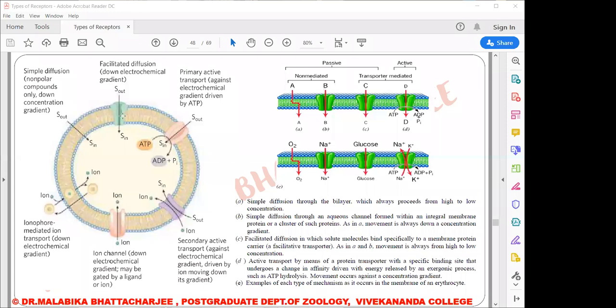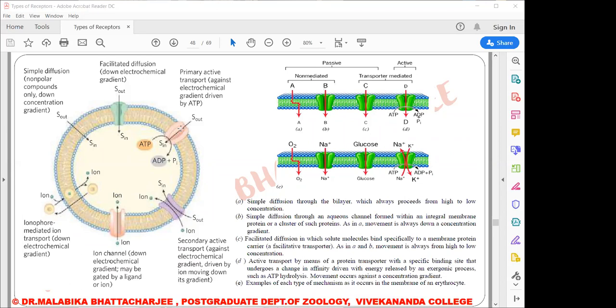So the channel is facilitating the movement of the molecule from a region of higher concentration to a region of lower concentration. Coming to the third category, active transport. Here, both the categories of active transport have been shown, and I'll explain both of them. In active transport, the first property is that the molecule moves against the concentration gradient. That is, it is moving from a region of lower concentration to a region of higher concentration.